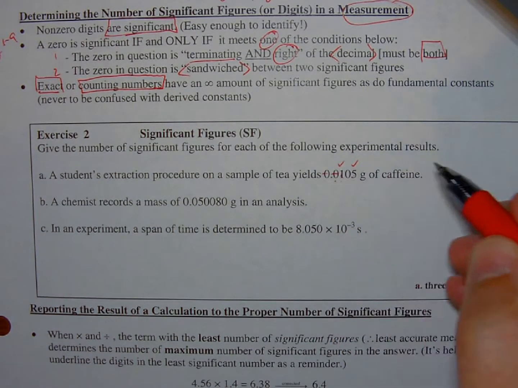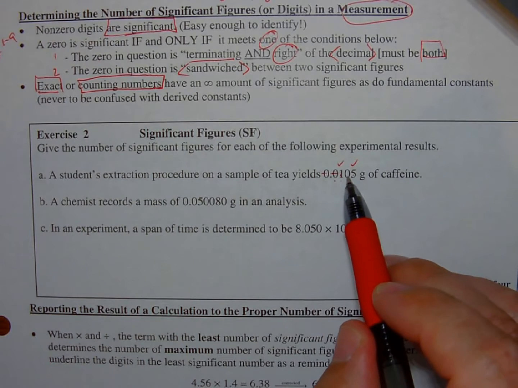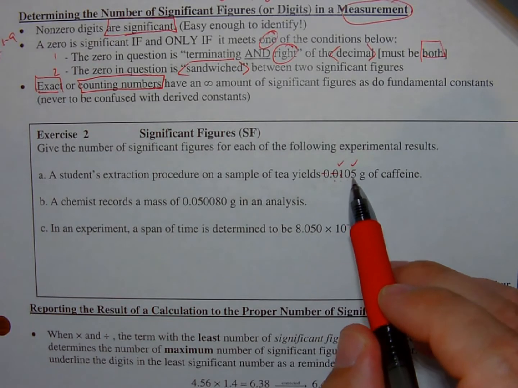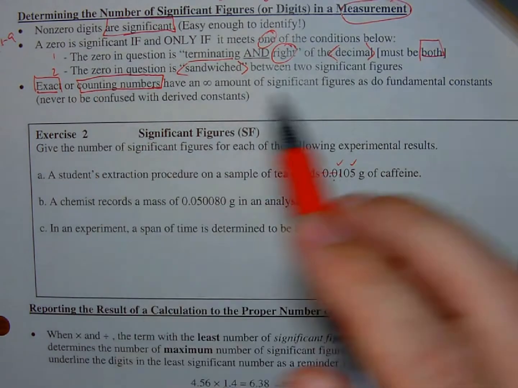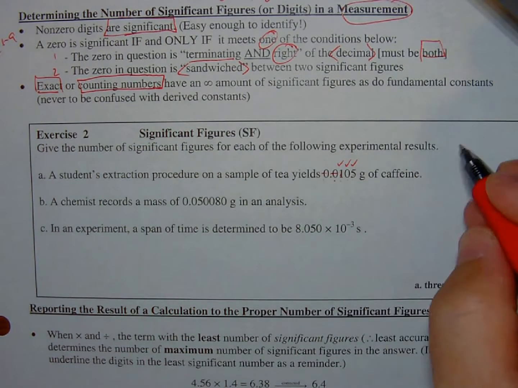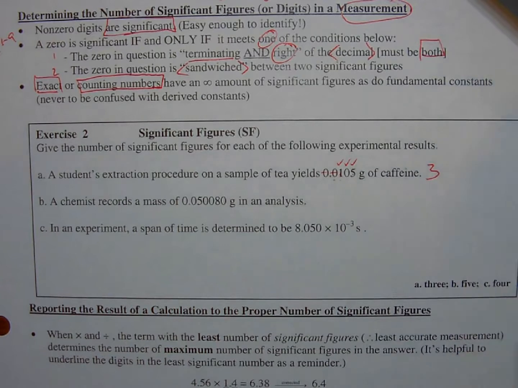So we're going to check to see if this 0 is significant. And I see that it, in fact, is sandwiched between the 1 and the 5, which is the second criteria for a 0 being significant. So this is significant. So 3 significant figures.